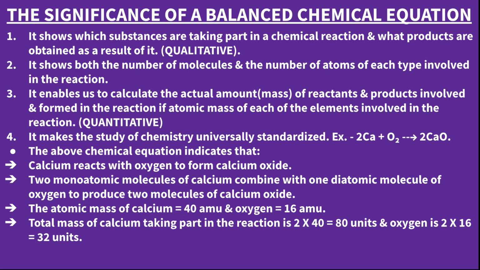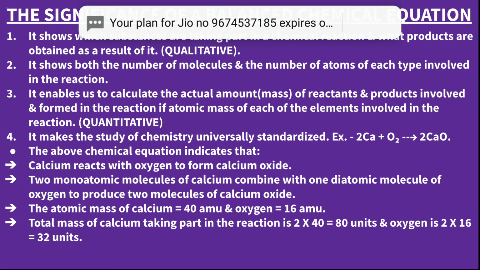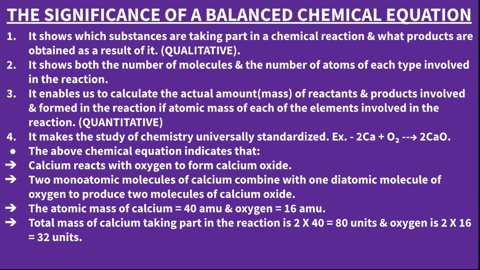Then it enables us to calculate the actual amount, that is the mass, of the reactants and the products involved and formed in the reaction, if the atomic mass of each element involved in the reaction is known. What are the atomic masses of the reactants and of the products? So that is the quantitative part. Then it makes the study of chemistry universally standardized.